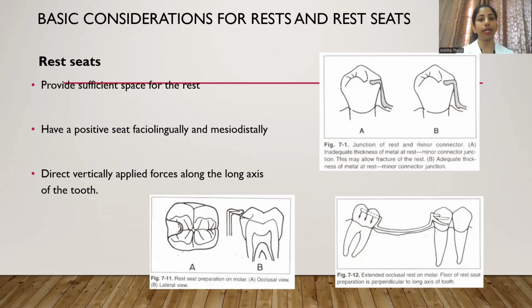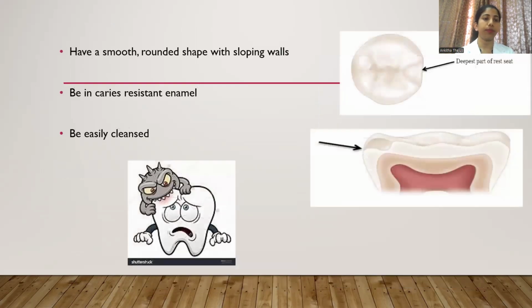It has a wide triangular space if it is an occlusal rest. Depending on the position, that is cingulum or incisal rest, you will have a different position and shape. It directs vertically applied forces along the long axis of the tooth, so that impingement of the soft tissue and other hard tissue damage will be avoided by the use of the rest.